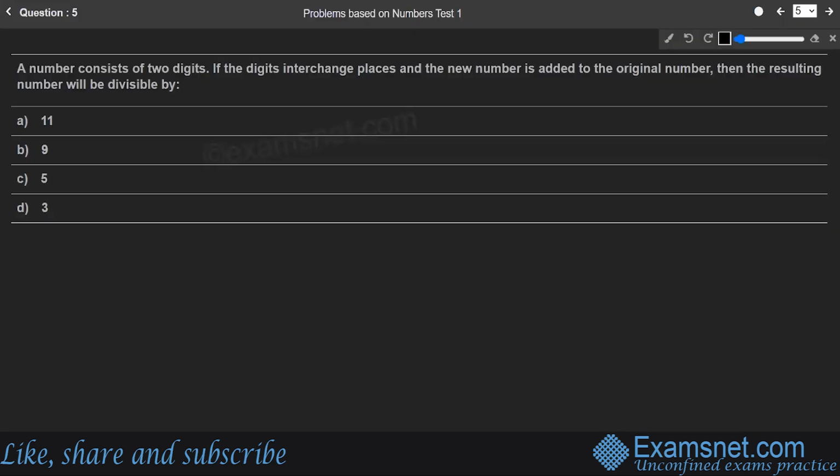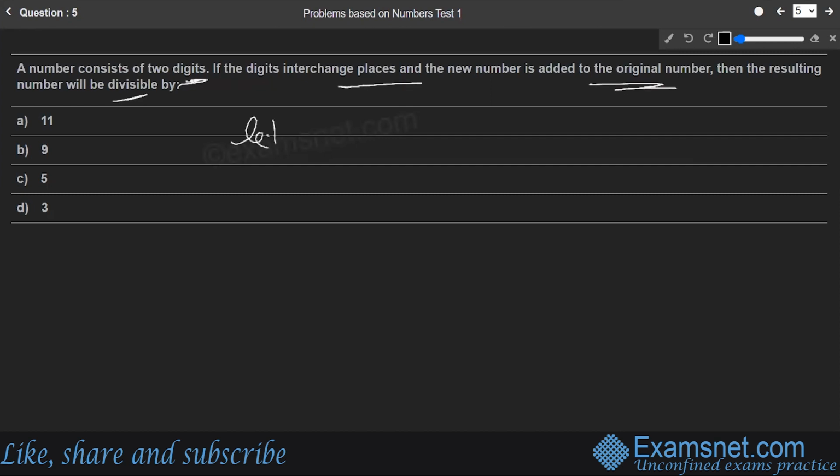Okay, so the question says a number consists of two digits. If the digits interchange their places and the new number is added to the original number, then the resulting number will be divisible by what? So we are supposed to assume the digits first. Any two-digit number has two digits. The rightmost one is called the unit digit, and the left one is called the tenth digit. So first of all, we have to assume the digits.